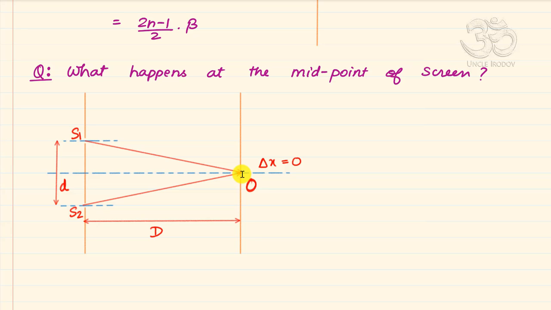So please keep in mind that here onwards we will name the points of constructive interference as maximas, or the constructive interference happens at those points which will be called maximas, and the destructive interference will happen at those points called the minimas.